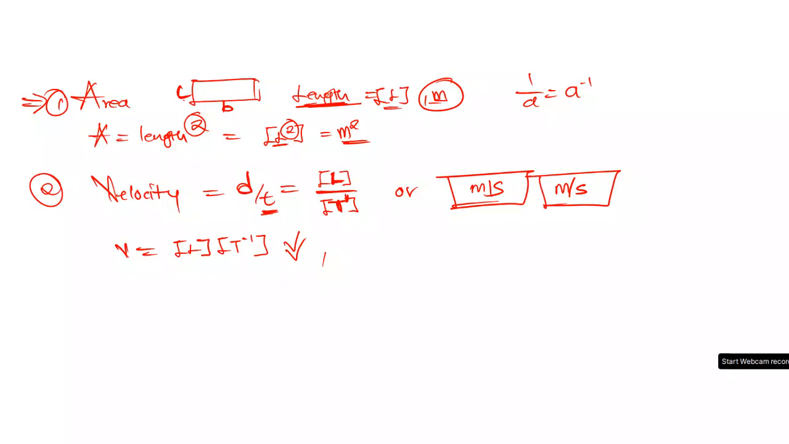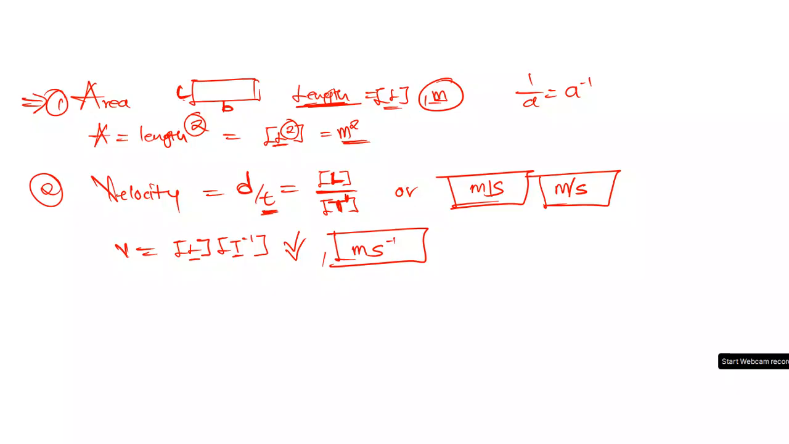Or we can take this s on top and remove it from the denominator. So where there is L, we put M for meters, and where there is time, we put S for seconds. Then you put the negative 1. These are the parts that you need to focus on very carefully.